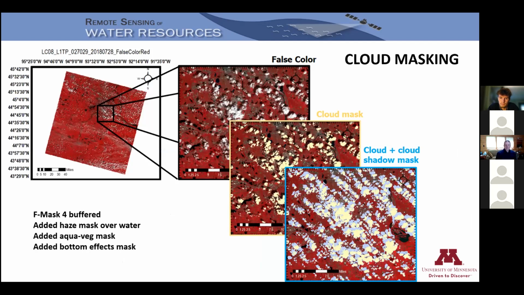The other big thing is cloud masking. It's really important to get rid of the artifacts from the imagery. What we've found to work fairly well was we started with the Fmask 4, which is an available cloud mask. And if you just use that, it includes a lot of artifacts around the edges of where the clouds and shadows would be. And so we basically just buffered that a little bit. And then we had to do some more additional masking for haze over water and aquatic vegetation and other bottom effects. So a few extra masks besides just the off-the-shelf cloud mask that works fairly well for terrestrial features.